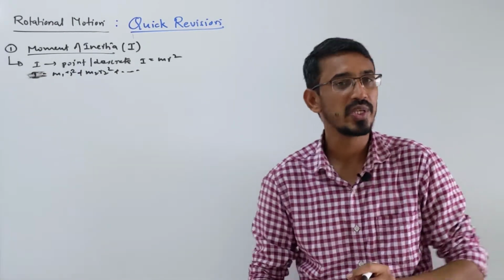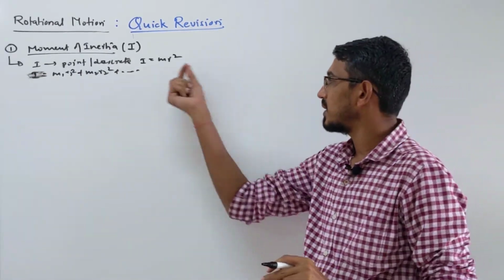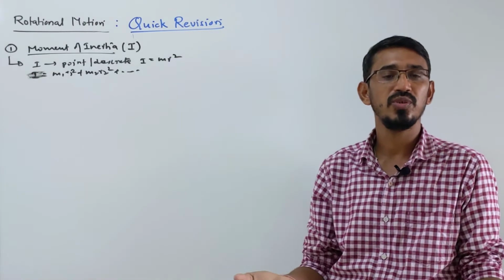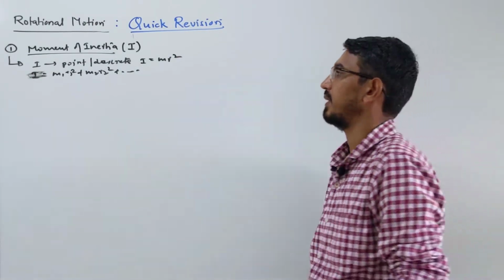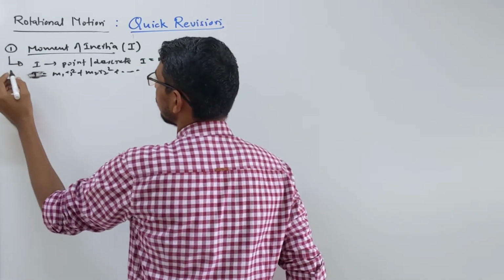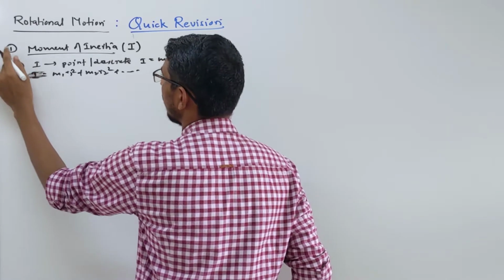So point mass equations are always very simple. Even if the distance is given negative, when you put it here, it becomes positive. So inertia is always added. Right, this was the first type of equation, where point masses are involved.